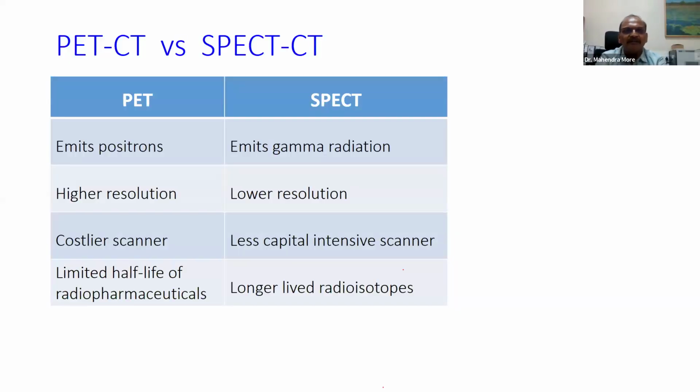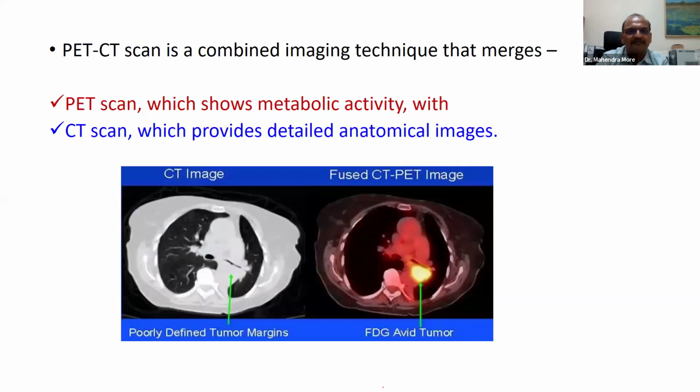Now, what is the difference between PET and SPECT? PET emits positrons, while SPECT is gamma emission. PET has a high resolution because of the CT part. Both are almost similar, though PET is a little costlier. Okay, so this is the PET scan which shows the metabolic activity. If you see, FDG is accumulated in the tumor, and with the CT scan of the same patient, you get the proper depth of the tumor, and wherever there are other organs or nearby organs, those can also be shown.